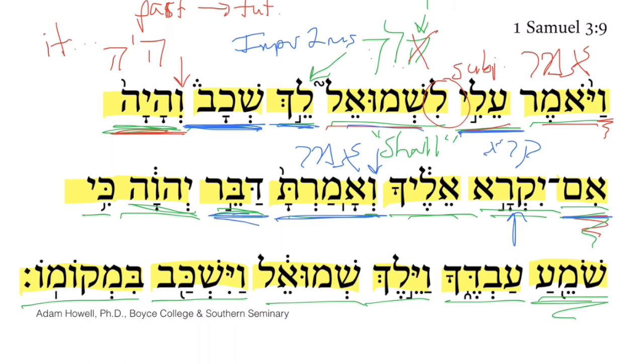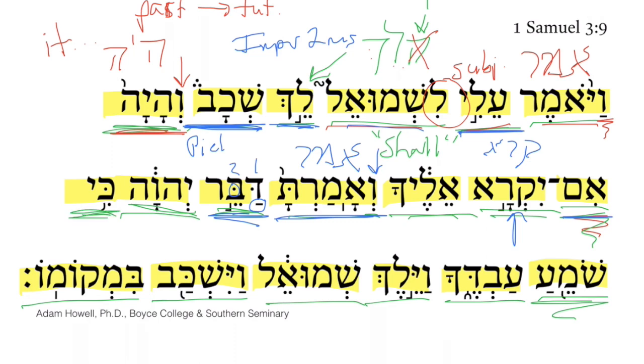Daber is a Piel imperative 2ms. Notice the short vowel in the R1 position and then the Dagesh forte in the second root letter position. These are the distinguishing marks of a Piel imperative, so notice those. We shouldn't make too much here of the Piel as an intensive stem, since the base stem of davar is the Piel in this case.